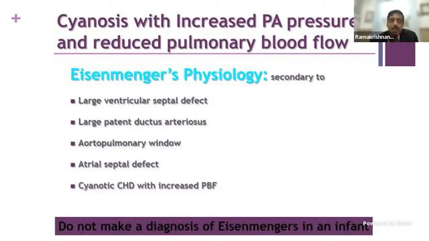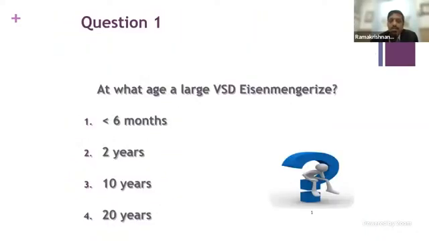Oftentimes, VSD with PAH, patient in an infancy, like for example, if you find a small child, you never label the diagnosis of Eisenmenger syndrome. Eisenmenger syndrome is irreversible increase in PVRI with a right to left shunt. Once you get a right to left shunt happening in a left to right shunting lesion, that means most often than not, it is irreversible with a few exceptions. So never label a patient with Eisenmenger in infancy.